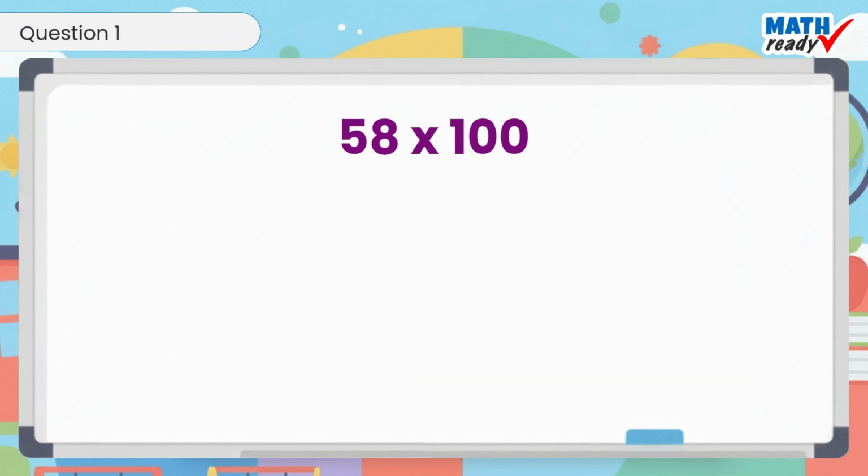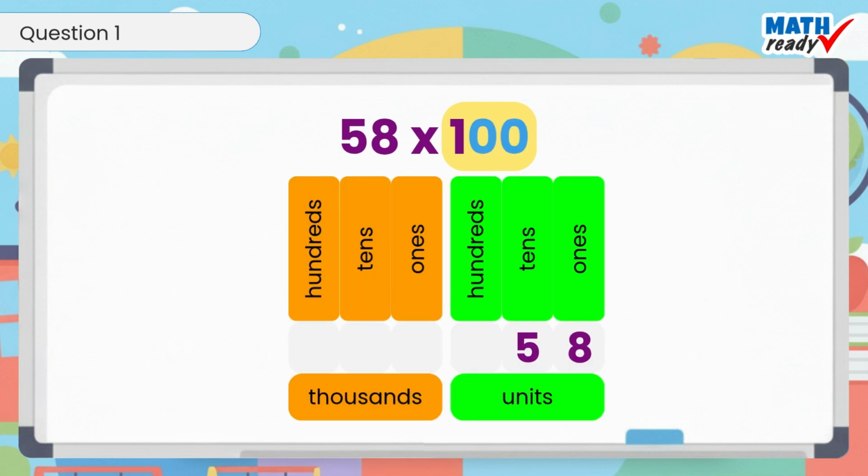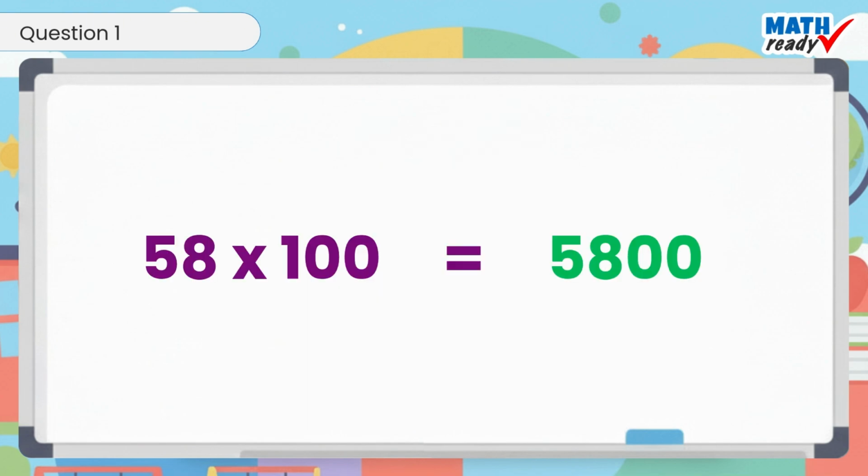Let's work through our first example together. We have 58 multiplied by 100. First, let's look at 100 and count the zeros. There are two zeros. This means that all digits in 58 will move left two places, and we fill the empty place values with zeros. So our answer is 5,800.